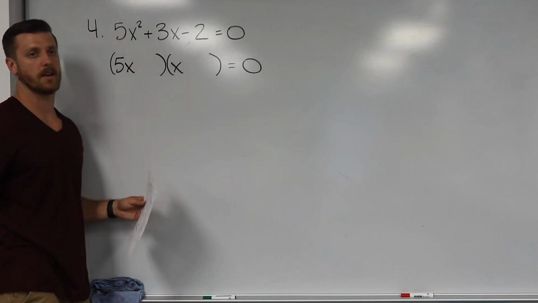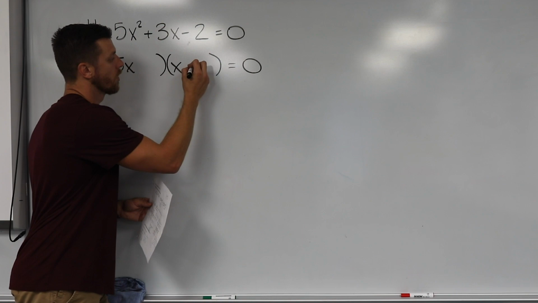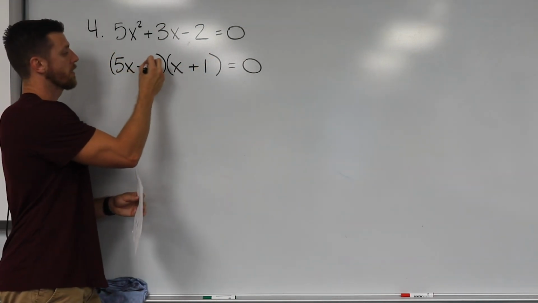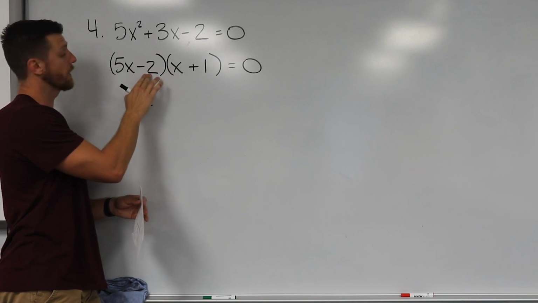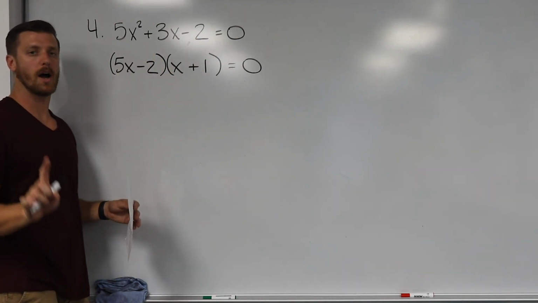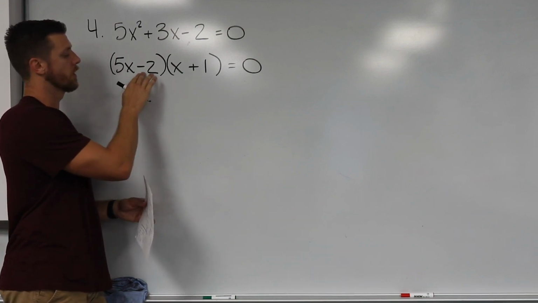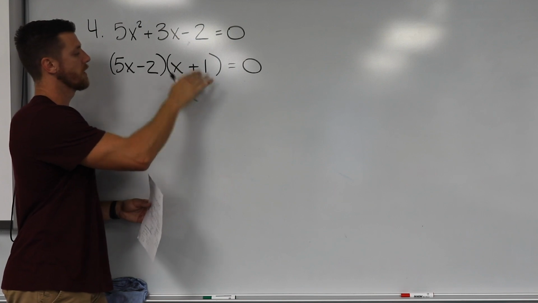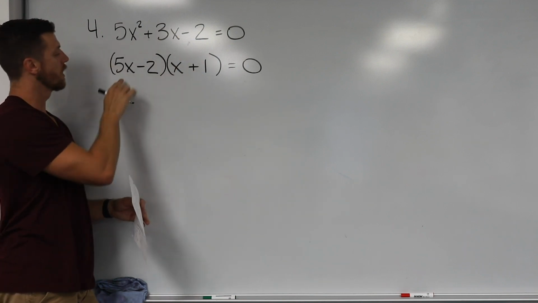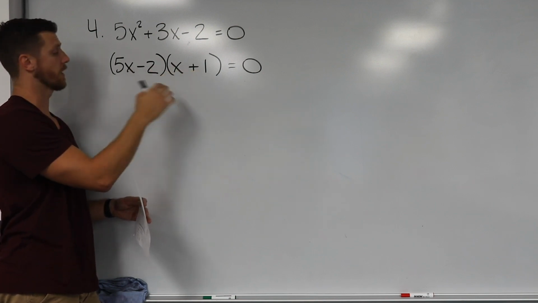It all comes down to this guy. All right? I'm going to choose a +1 here and a -2 here. What happens when you multiply negative 2 and a positive 1? Negative 2. That works out. But why does it work out? Why couldn't I have done positive 2 and a negative 1? Well, all because of positive 3x. 5x times 1 is a positive 5x.